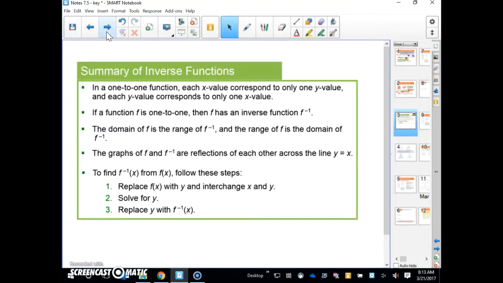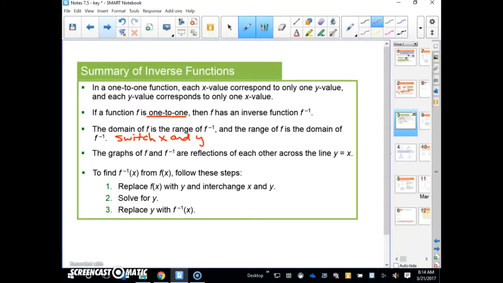So a summary of inverse functions. In a one-to-one function, each x value corresponds to only one y value, and each y value corresponds to only one x value. That's your vertical line test and horizontal line test. If a function is one-to-one, then f has an inverse function. Okay, so it's kind of important that we're one-to-one. The domain of f is the range of the inverse, and the range of f is the domain of the inverse. Again, that's just reminding us to switch x and y.